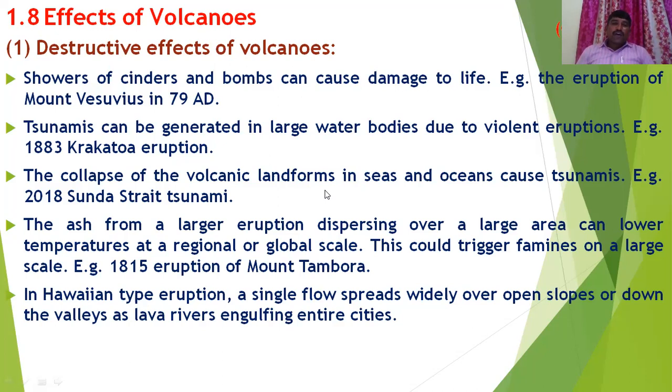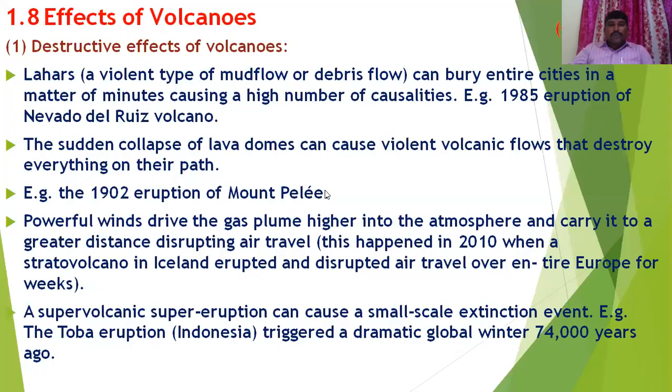The sudden collapse of lava domes can cause violent volcanic flows, volcanic flows that destroy everything in their path. The best example for this is the eruption of Mount Pelee in 1902.